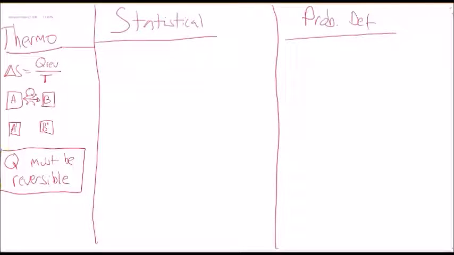Moving forward, the statistical definition of entropy is defined as S equals the Boltzmann constant times the natural log of W, where W is the multiplicity. And in this class, there are two multiplicities that we discuss: configurational and energetic.